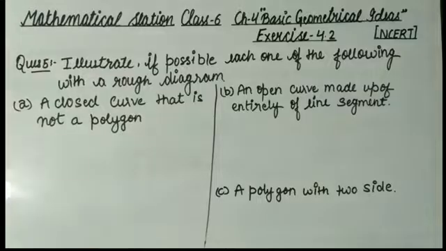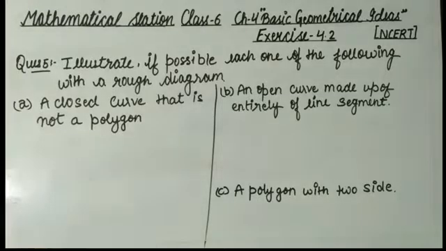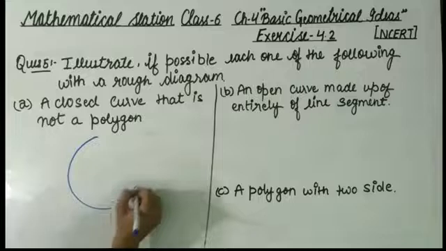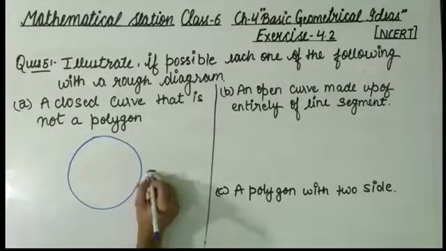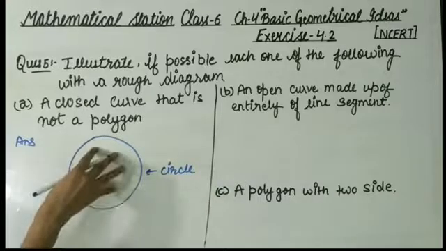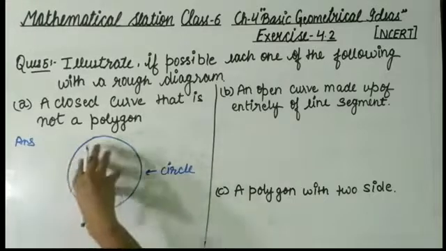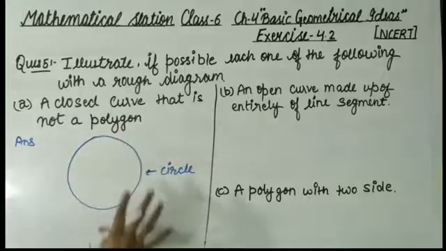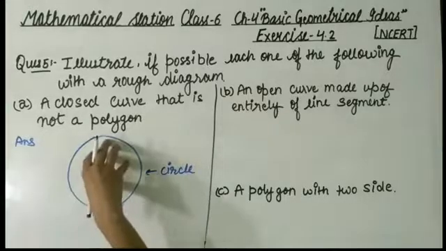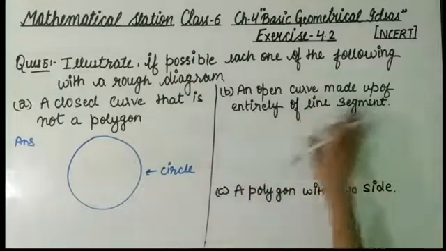Now students, suppose we are drawing a circle. It is a closed curve. Circle is a closed curve, but it is not a polygon. Why is this not a polygon? Because it is not made up of line segments. Next is part B, an open curve made up entirely of line segments.